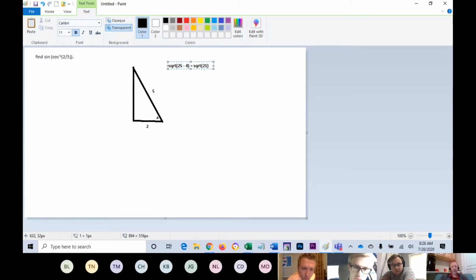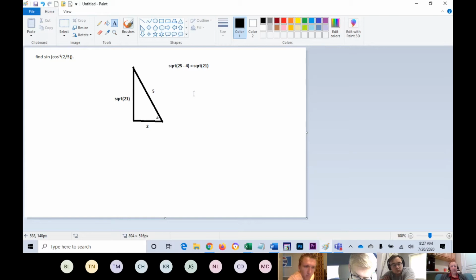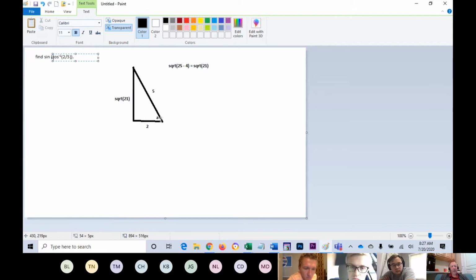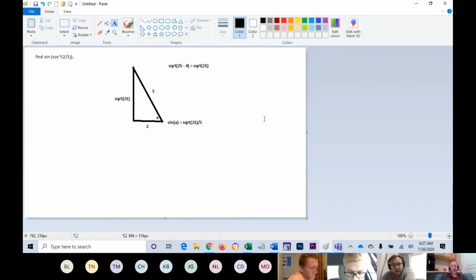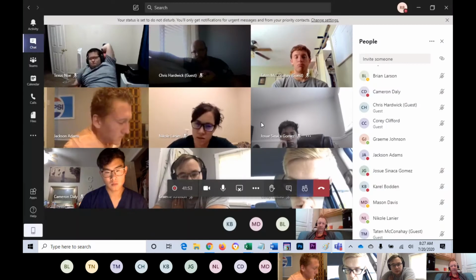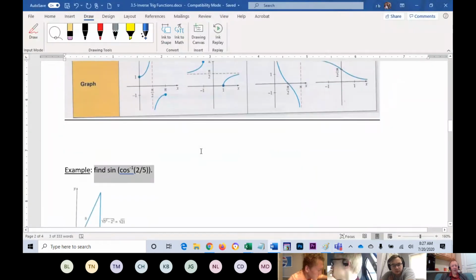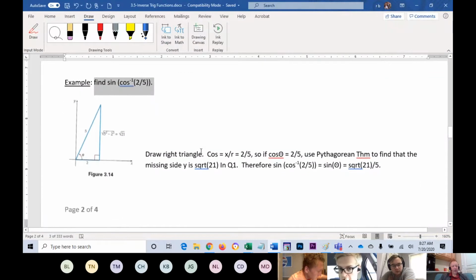Okay, did everybody catch that, or was that too fast? I guess that was fine. So this inverse cosine just represents some sort of an angle alpha here. And now, what would be the sine of alpha in this case? It would be square root of 21 over 5. Square root of 21 divided by 5, just like that. So that was nice and easy, right? All right, well done. So there's your answer there.